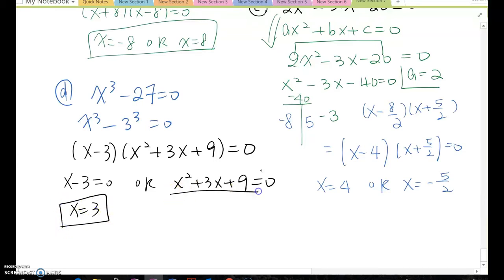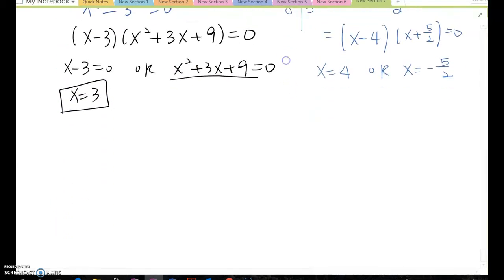And now this one, because it is a quadratic function form, we can try to find two factors. Their product becomes 9, but their sum becomes 3. Unfortunately, 9 we can only break down into 9 and 1, 1 and 9, or 3 and 3, but none of them has a sum of 3, so it is not factorable.